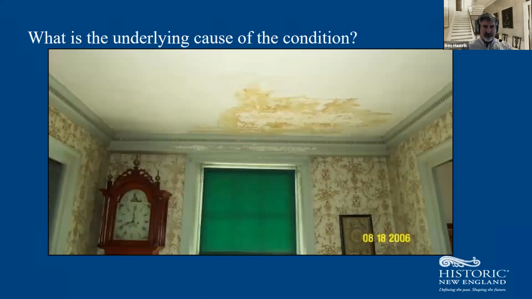So also important, what is the underlying cause of the condition? When I first started at Historic New England, this is a 2006 image, probably just 2 years into my time there, they said, we need to paint this ceiling. And I was like, well, I could paint that ceiling, but we really need to fix the roof right outside. So thank you for bringing this to my attention.